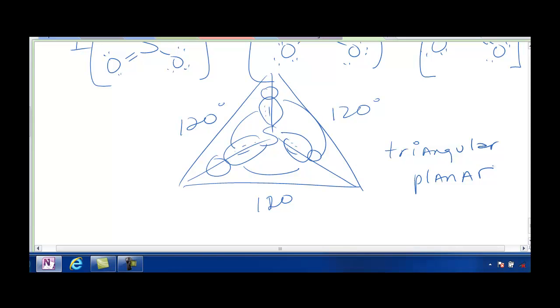Okay? NH3 was not planar. NH3 was a little Egyptian pyramid because it had a lone pair. That central atom had a lone pair that was also a negative center that repelled the other bonds. Are we getting the point? Yes, we are getting the points.